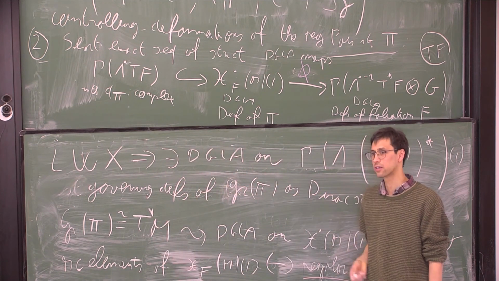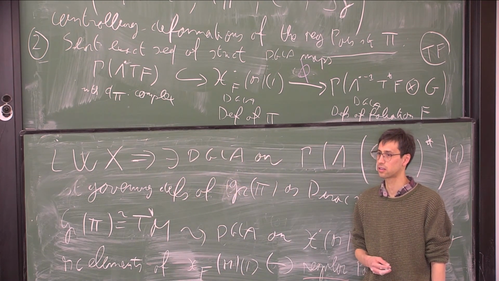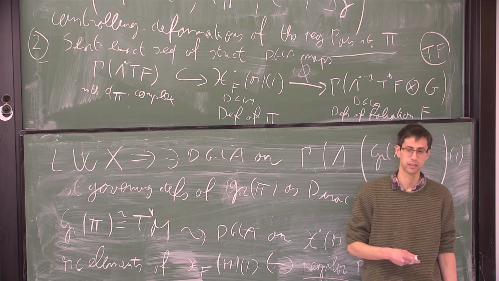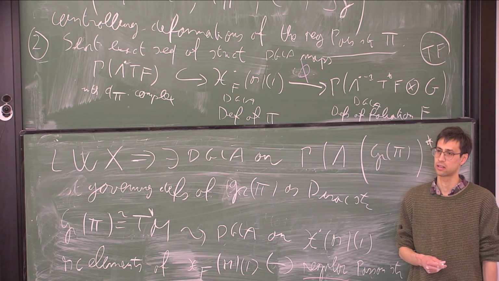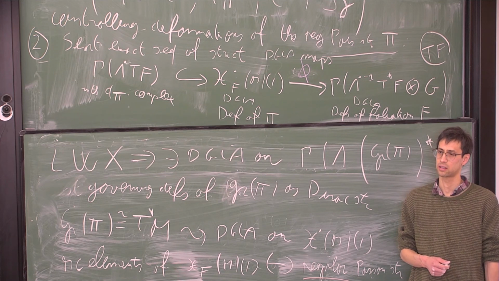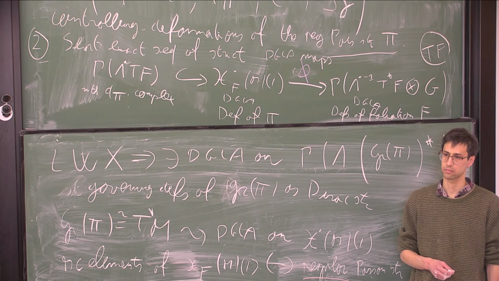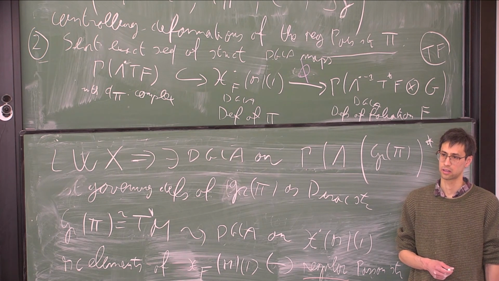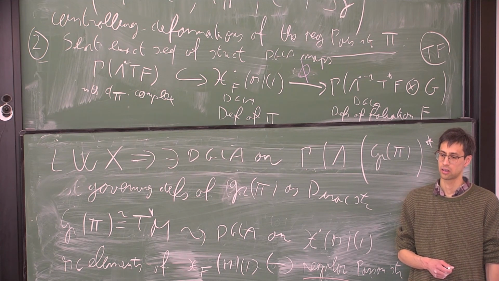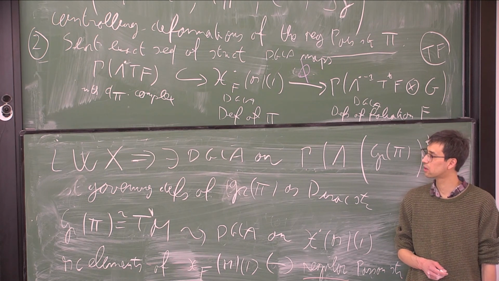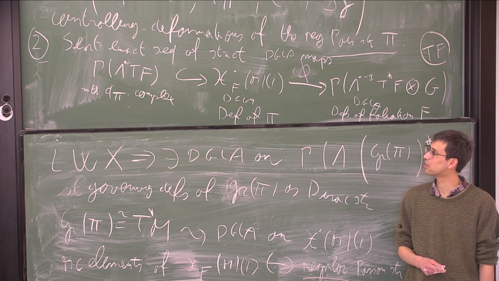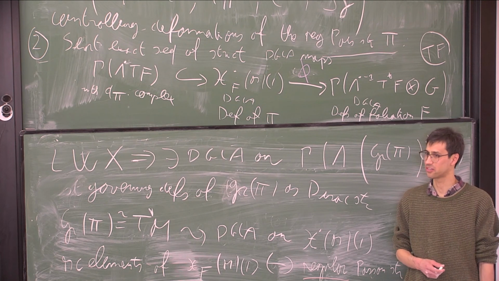There is a question in chat. Do you think those obstructed infinitesimal deformation of a symplectic foliation could be realized as velocity vectors of foliations with a twisted Poisson bivector or something similar? So let me think. I don't know.